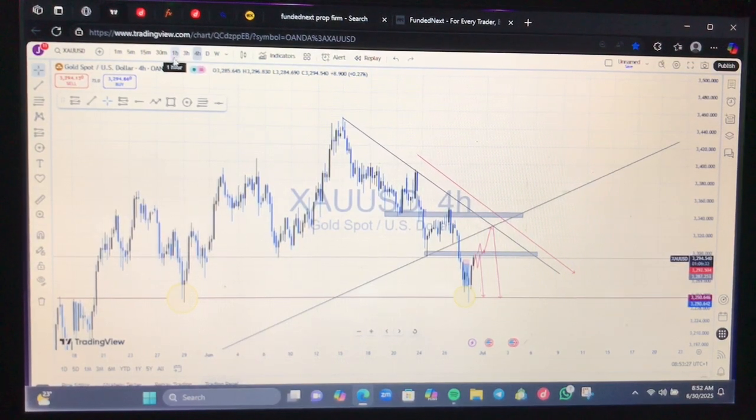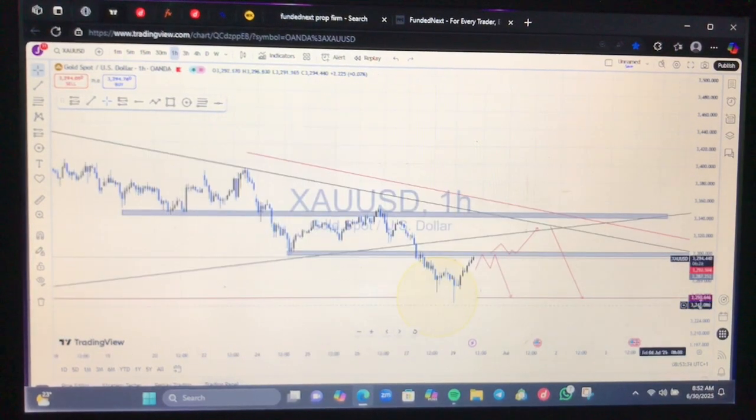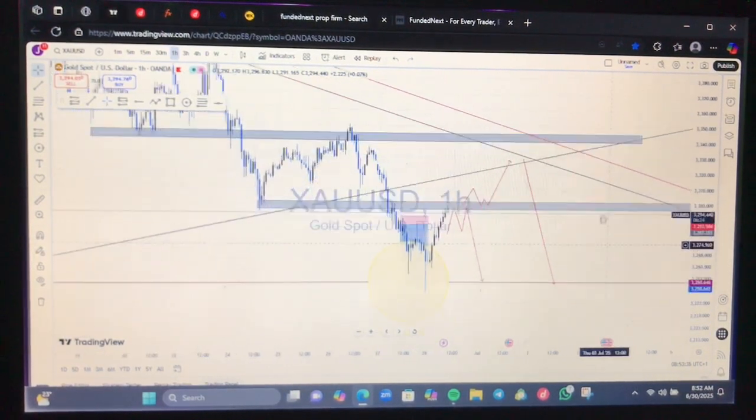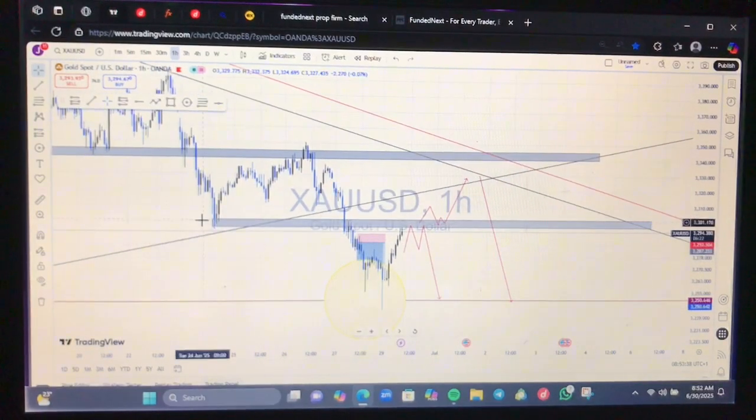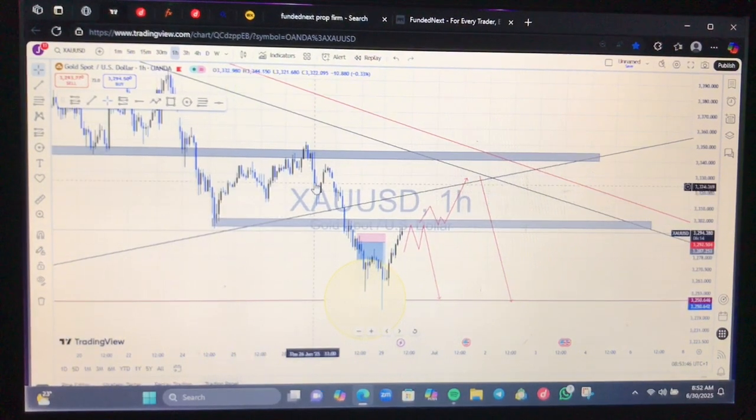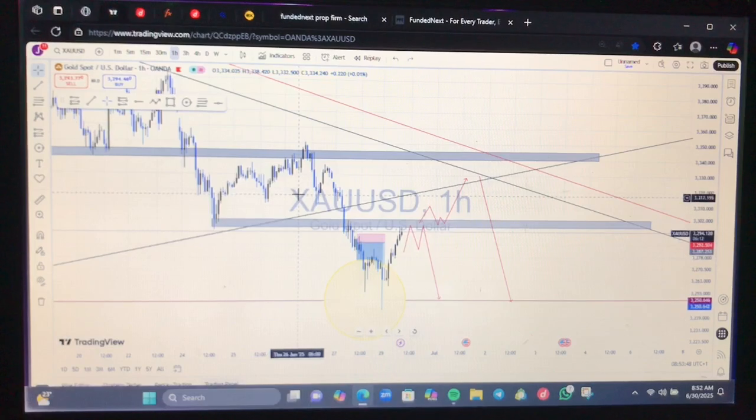Now let's go to the lower time frame and see what it is telling us, which is the 1 hour time frame. Alright, on the 1 hour time frame too, you can see it's trying to respect this particular support zone, which is here. And you know, gold is a pair that only trades from zone to zone. It respects zones very well, key zones especially. It respects them very well.